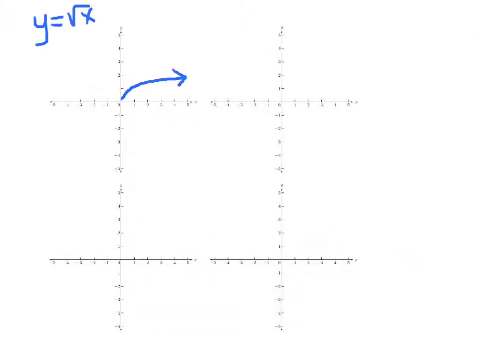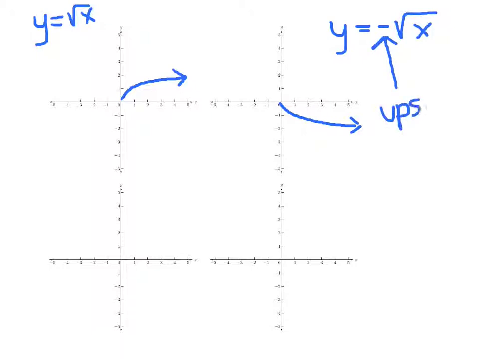So let's take a new base graph, y equals the square root of x. If you have a negative sign in front of the function, that's going to take the graph and reflect it across the y-axis. So negative square root of x would reflect this way. Sorry, I said that wrong. It reflects it across the x-axis. This negative here makes the graph go upside down.